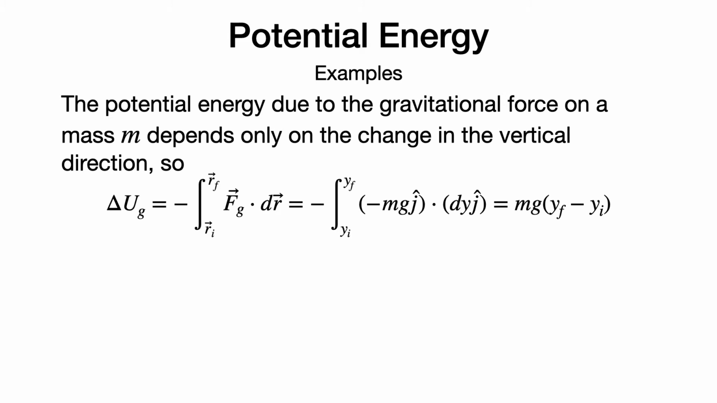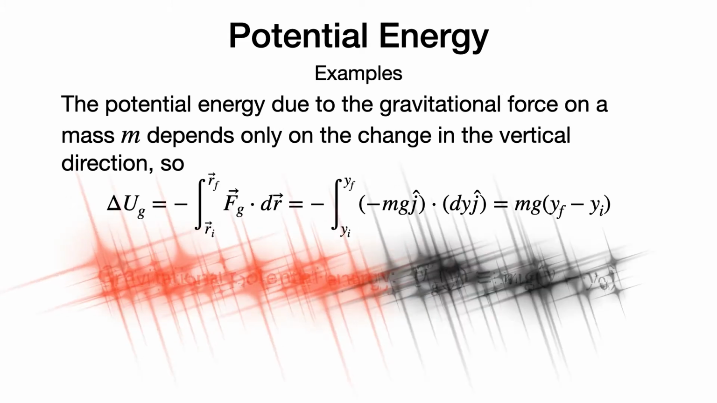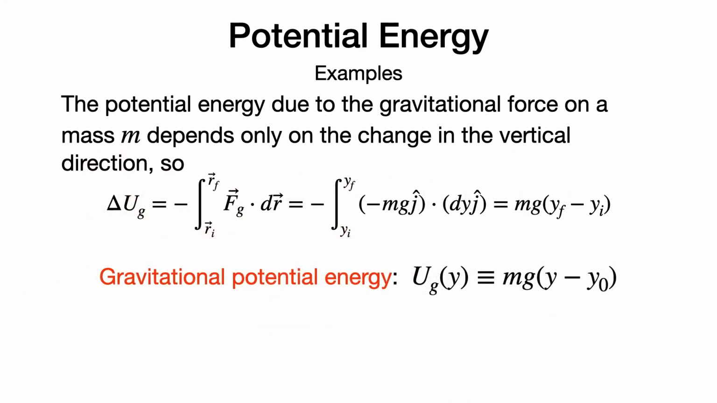And so if we do the integral, we find the result is that the change in the gravitational potential is mg times the final y position minus the initial y position. So we can define the gravitational potential energy, U_g(y), as mg times (y minus y₀). Now, why are we adding in this additional term of y₀?